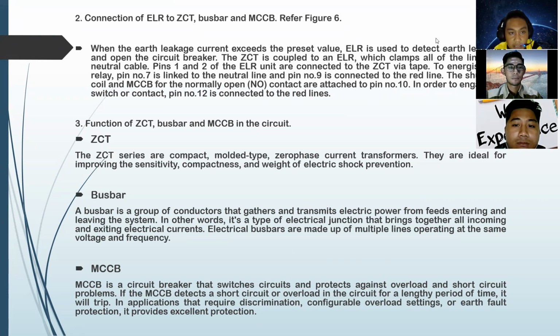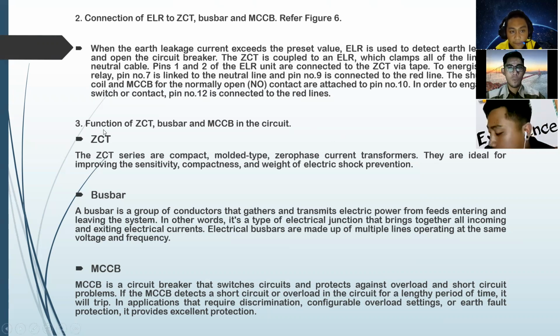Next, pin number 7 is linked to the neutral line and pin number 9 is connected to the red line. The shunt trip coil and the MCCB's normally open contact are attached to pin number 10. In order to engage the switch or contact, pin number 12 is connected to the red line.